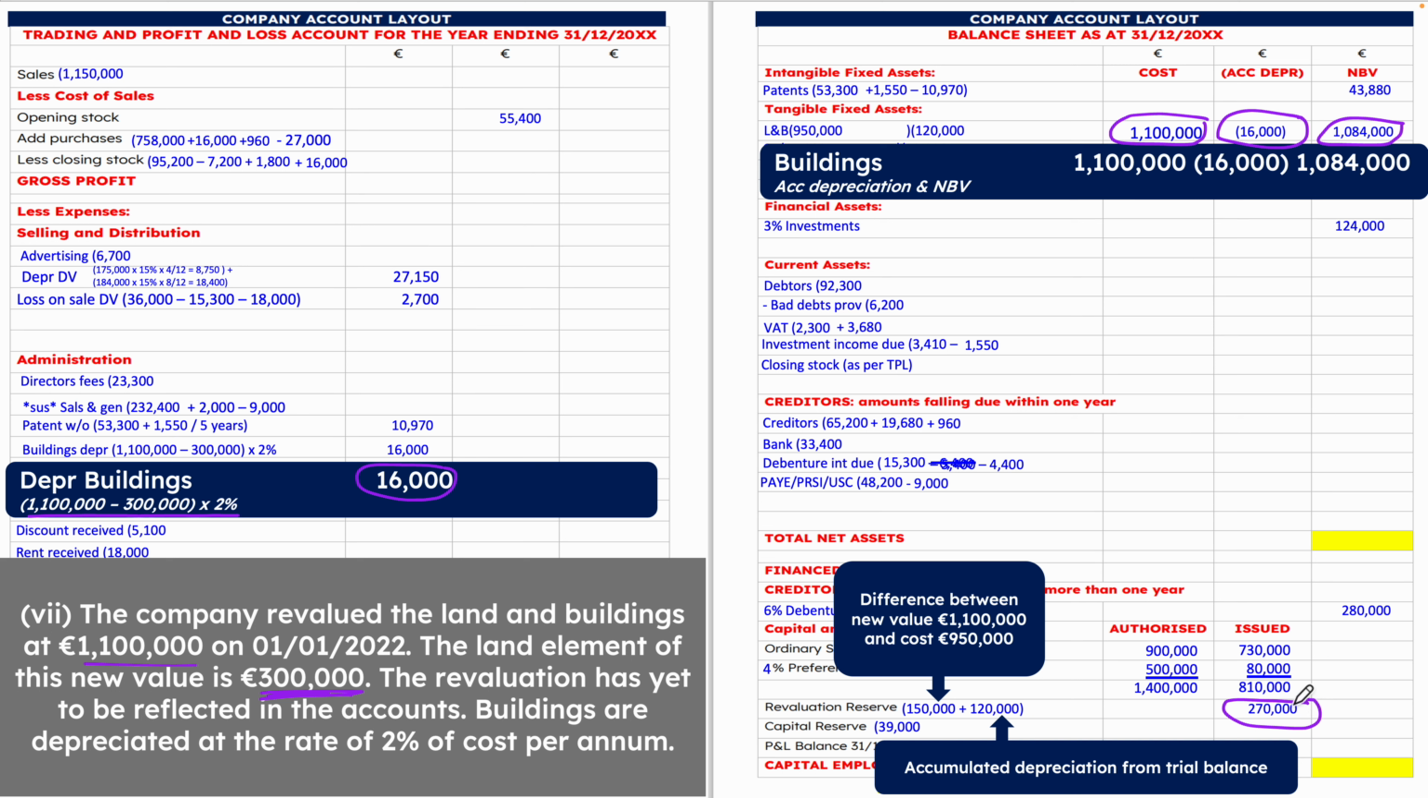How did we get that? Well, it is the difference between the 1.1 million that it's now worth and the 950,000 that we took from the trial balance. So that is a 150,000 difference. And then what we do is we add any accumulated depreciation back in, and in this case it was 120,000. So 150,000 plus 120,000, 270,000 is your revaluation reserve. So that is adjustment number 7 completed then.